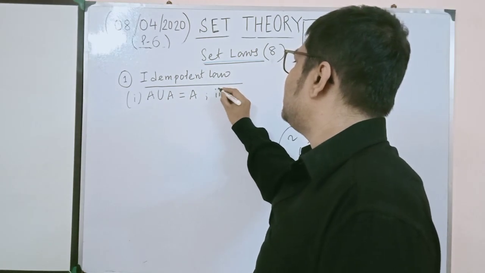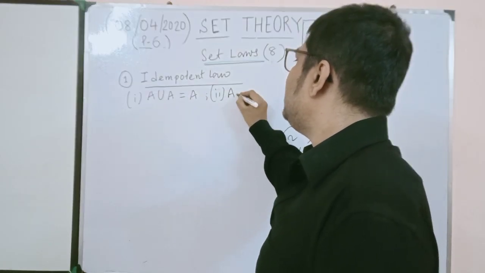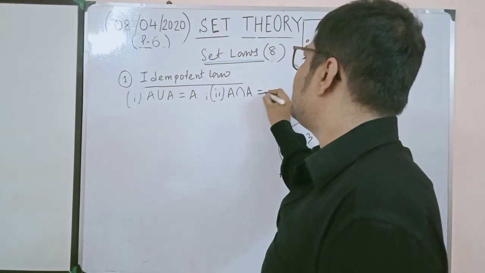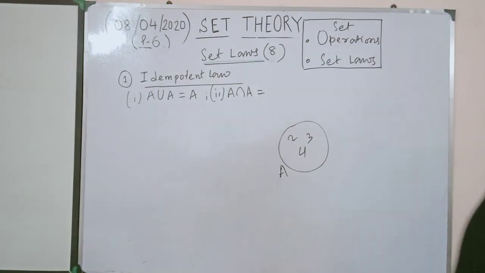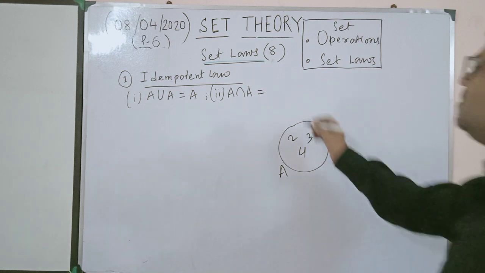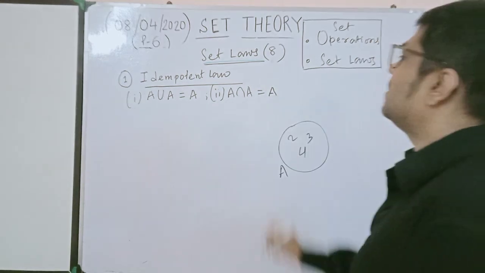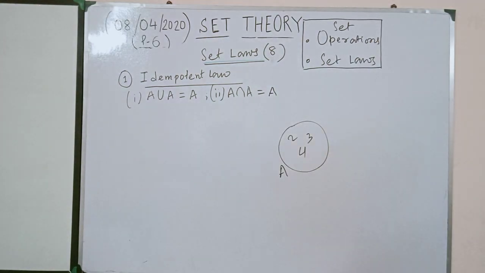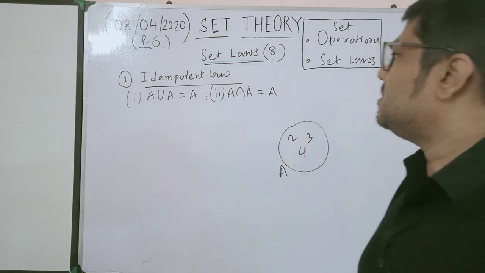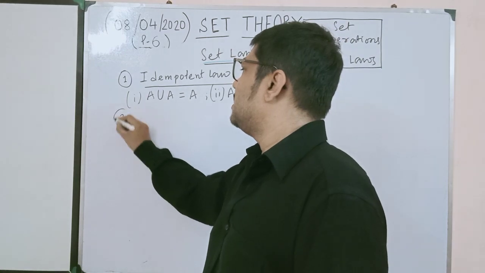That's the union between the same sets, and intersection between the same sets. A intersection A: if you try to do A intersection A, then also you get A, because if you take out the common part between A and A, you will get the same elements. So this is all about the idempotent law.